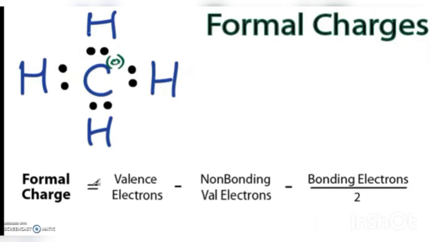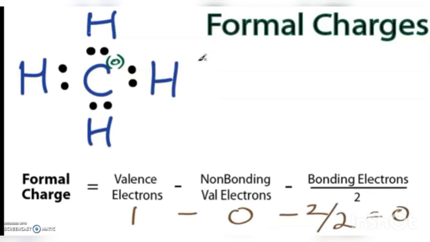Then let's talk about the hydrogen. We have to find it for each hydrogen. In hydrogen, the number of valence electrons is 1, and there is no non-bonding valence electron in CH4, so it is 0. How many bonding electrons are there? 2 bonding electrons, so 2 by 2 is 1. 1 minus 1 gives 0. So the charge on each hydrogen is 0, and this molecule has formal charge 0.